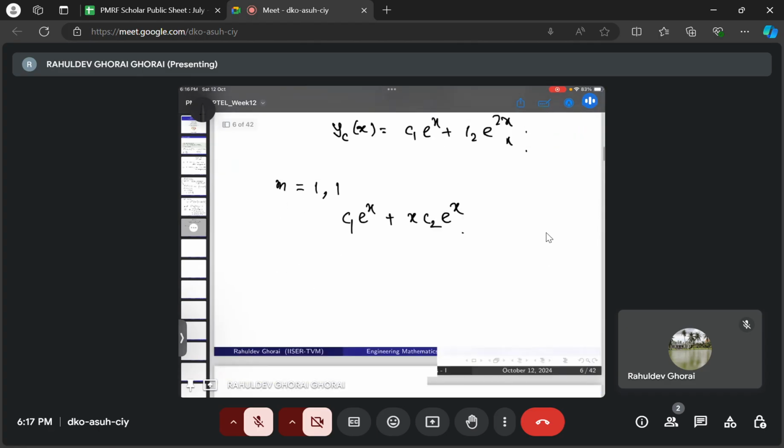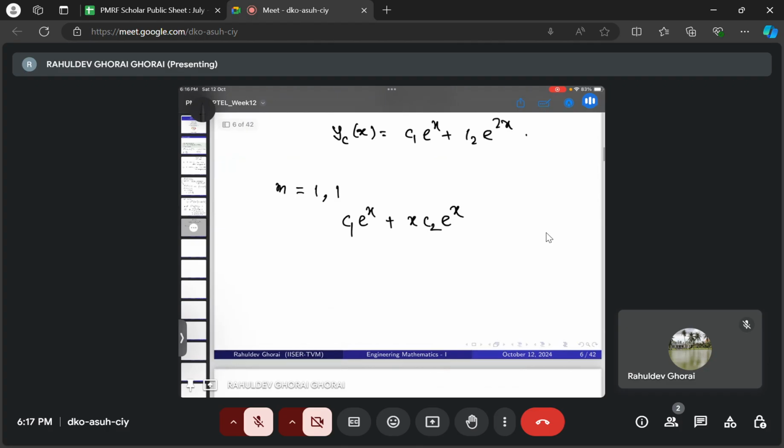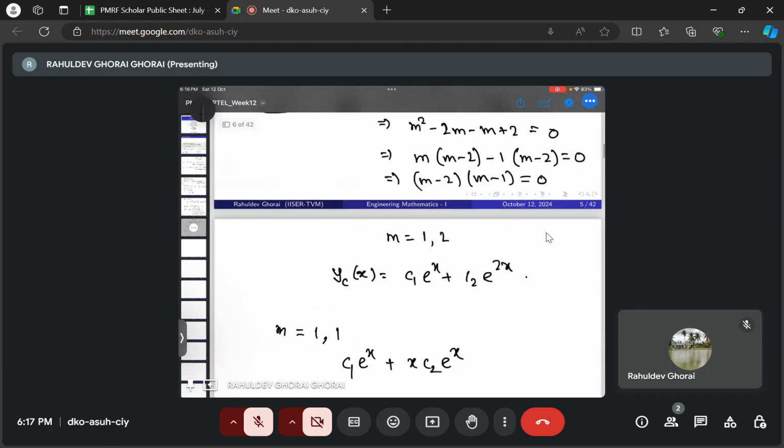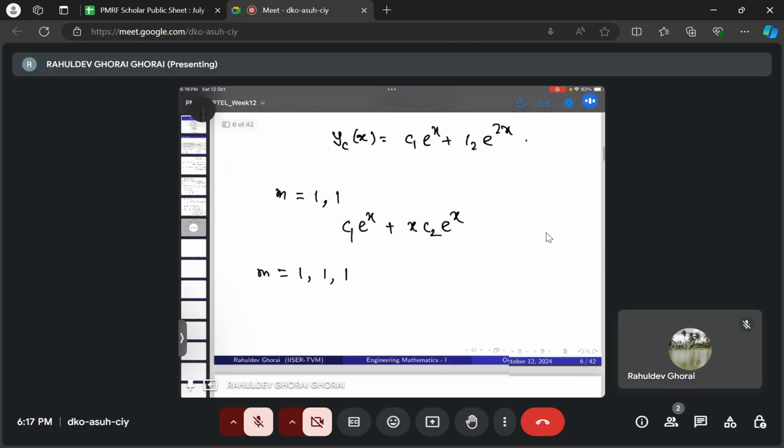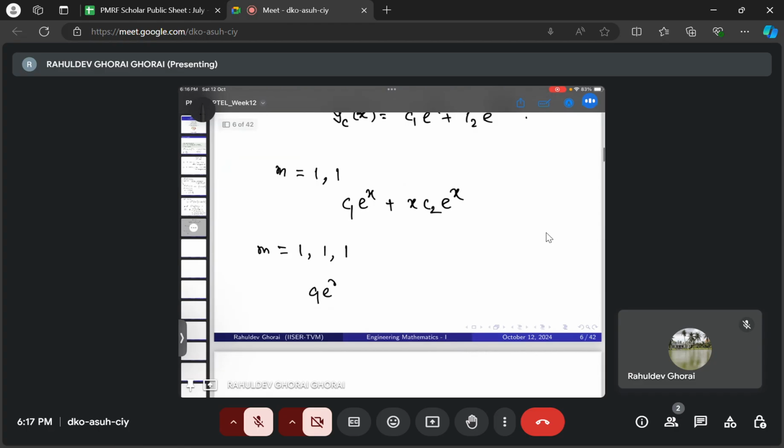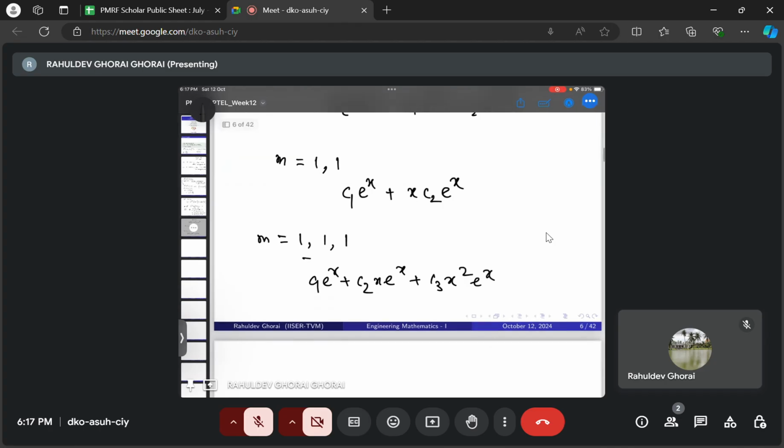I think I have covered all the possible ways. If m is 1, 1, 1, it can be a third order linear differential equation. In that case it will be c1 e to the power x plus c2 x e to the power x plus c3 x squared e to the power x. So if it is an nth order differential equation and a repeated root of order m, then x to the power m minus 1 will come into the picture.